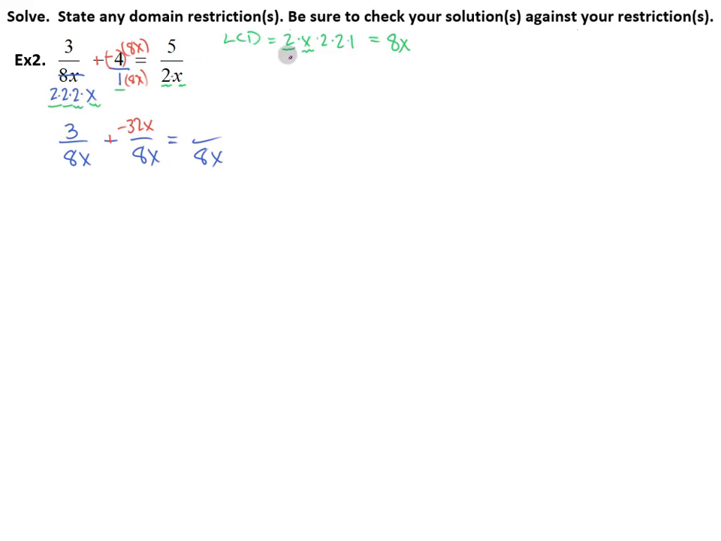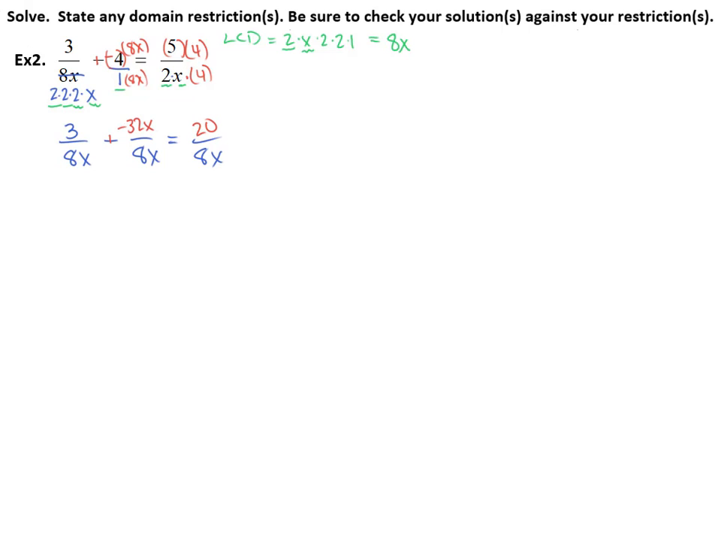Our last one here, notice it's already got the 2 and the x, so it needs to be multiplied by 4, top and bottom. So times 4, top and bottom. And that gives us 20 as our equivalent fraction, 20 over 8x.